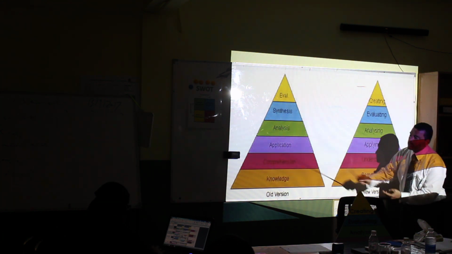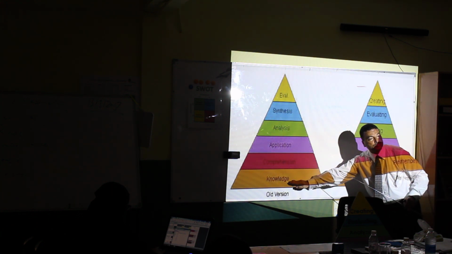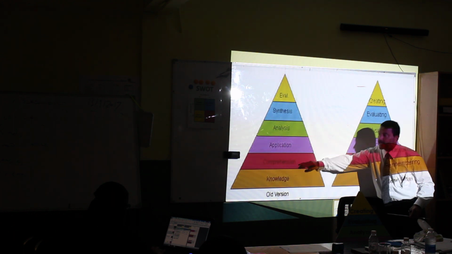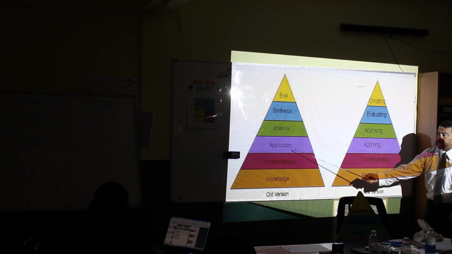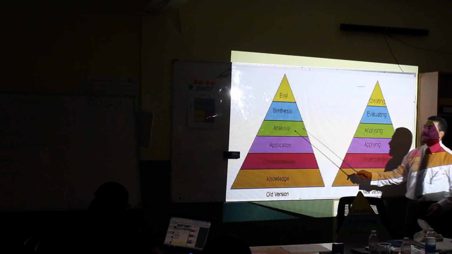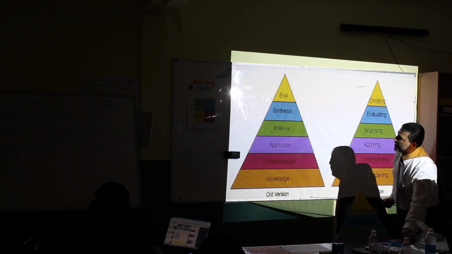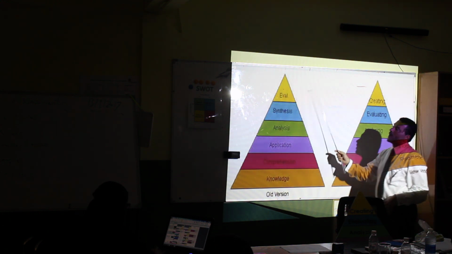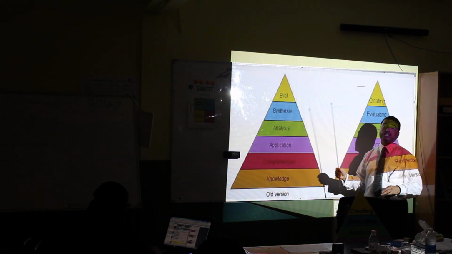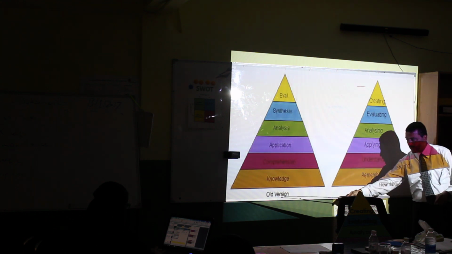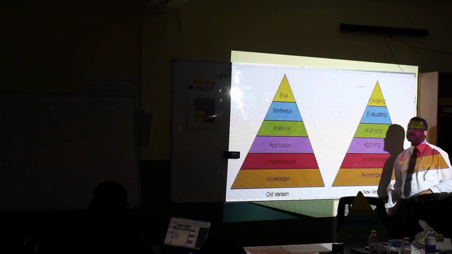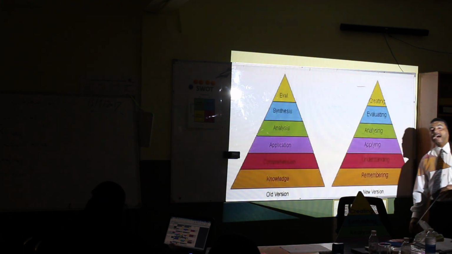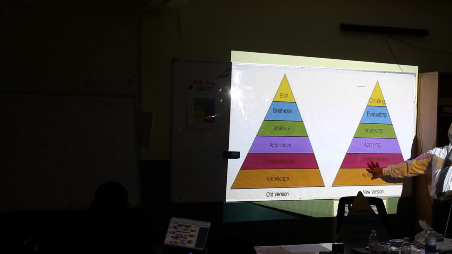In the first level, you ask about knowledge. In the second level, you ask about comprehension, understanding. In the third, you ask about application. In the fourth, about analysis. In the fifth, you ask about synthesis. In the last one, you ask about evaluation. This is the old version that was created by Bloom in 1956. In the 1980s, it was modified.